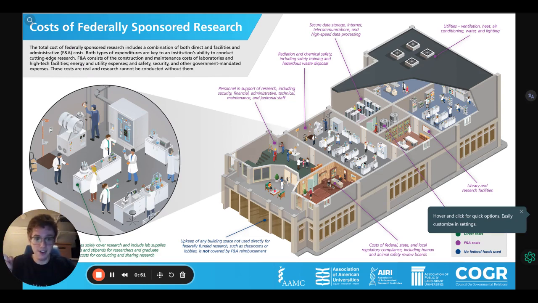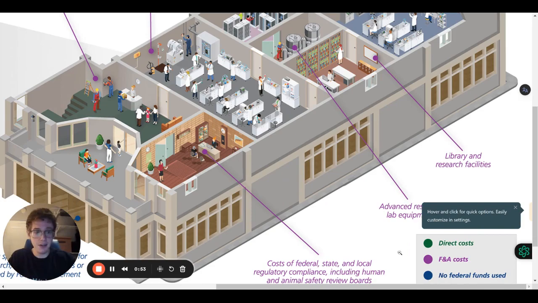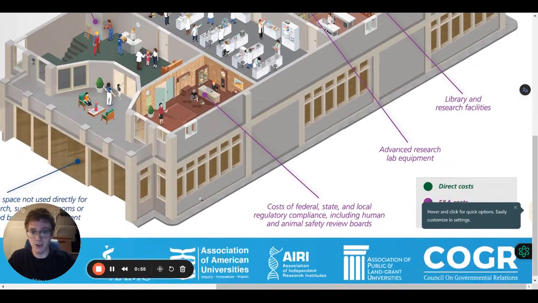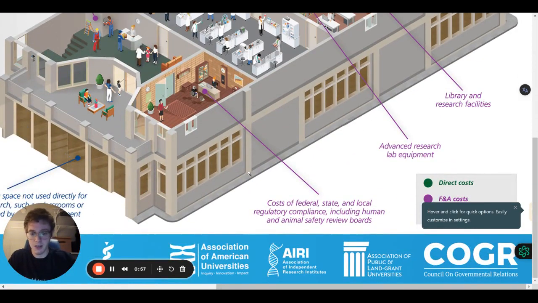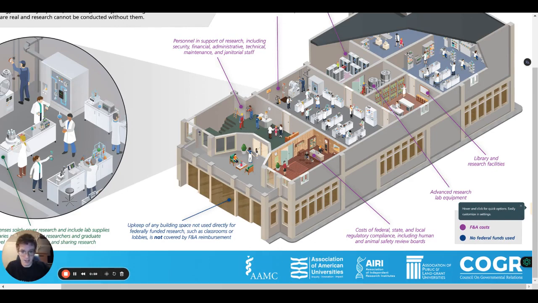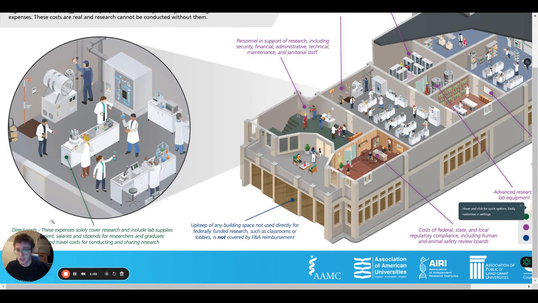project did not exist. So here in this photo, we can see that some of the direct costs are in green. So hold on, let me zoom out here really fast. And we'll pan over. So you can see these are expenses to cover lab supplies, salaries and stipends for researchers, travel costs for conducting and showing research.